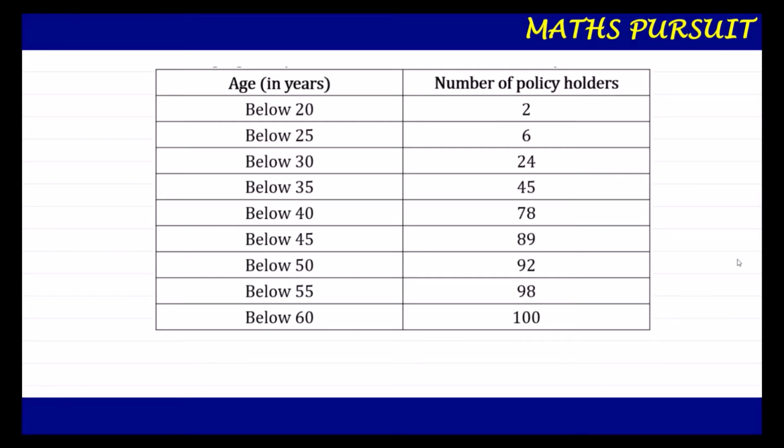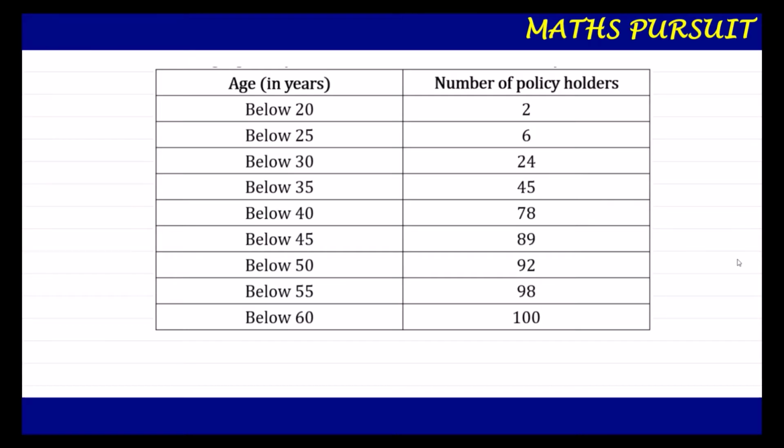And guys, if you look to the right hand side of the column, that is number of policyholders, you could see that this number of policyholders are increasing 2, 6, 24, 78. They are increasing gradually, and at the end we got 100. This is the cumulative frequency they have given. So sometimes in the question, instead of frequency, they also give us the cumulative frequency, and we need to find out the frequency from this while doing our calculation.